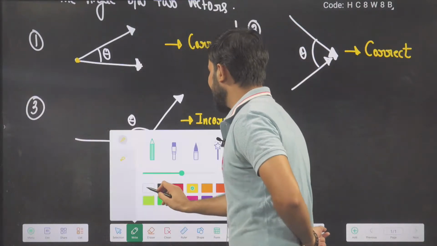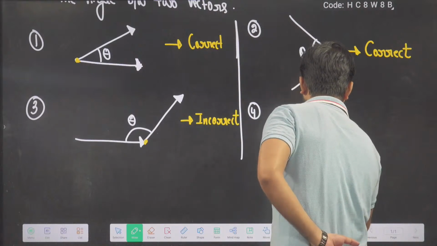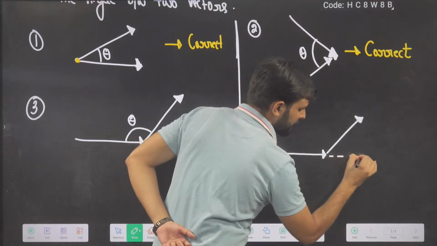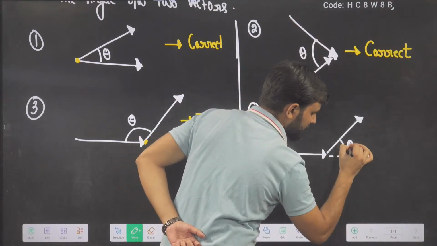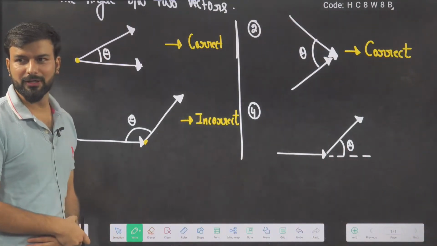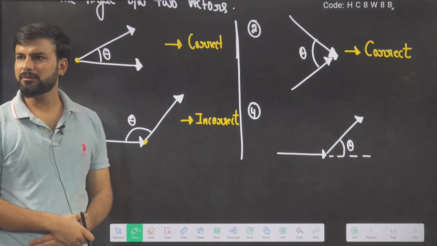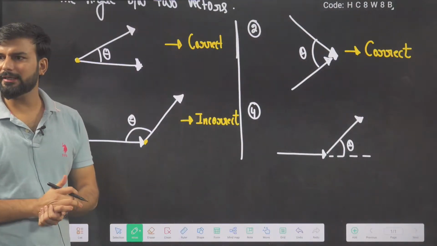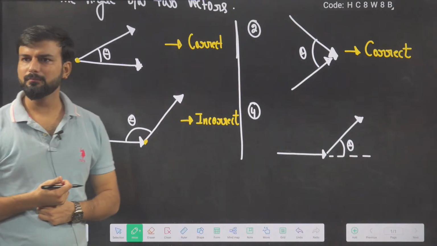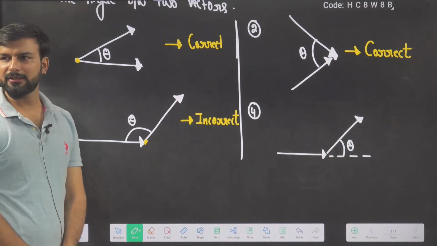Now the next diagram that I am going to draw is this. Let's see how many of you will be able to answer it. Fourth one. Tell me the answer of the fourth one. Correct or incorrect? Incorrect, incorrect, incorrect.